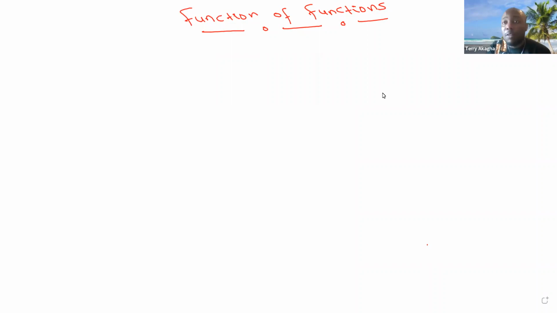We're talking about functional functions. This is part of the series on further differentiation. We already have two videos on the standard derivatives. So we're going to talk about functional functions. Before we go on, we'll just look at this. What is a function of functions?